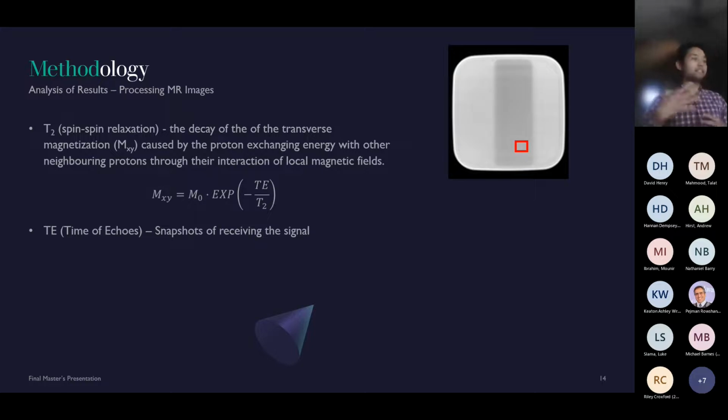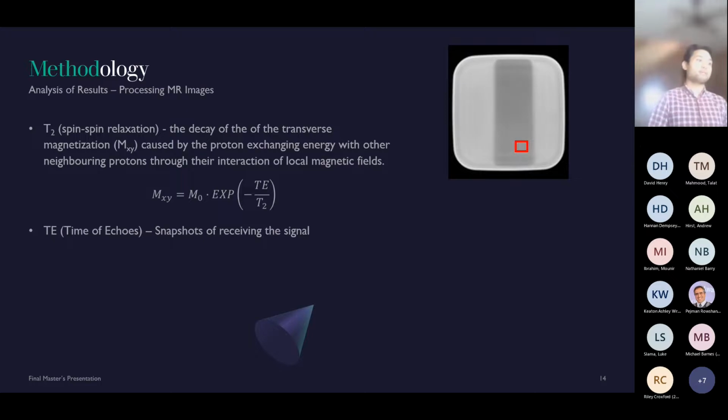And so when I'm analyzing the results, the main quantity that I'm analyzing in the MR images is called T2 time, so spin-spin relaxation. T2 is the decay of the transverse magnetization caused by the proton exchange of energy with other neighboring protons through the interaction of local magnetic fields.